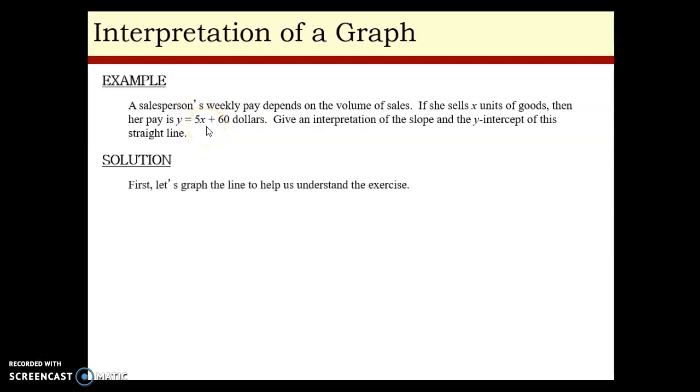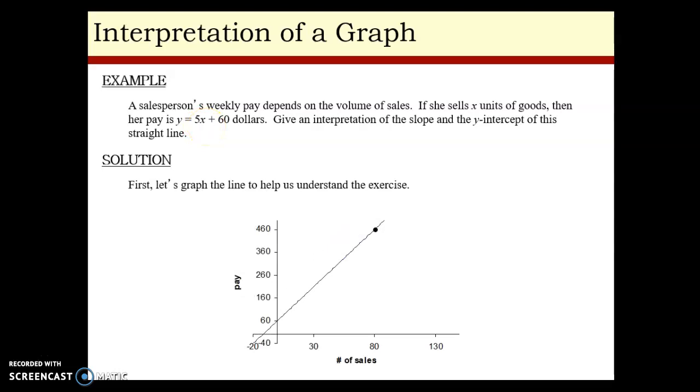So let's look at a solution. Let's graph it. 60 is her pay. Her sales of these medical devices determine how much she'll have. If she sells 100 units, so 100 times 5, that's 500 plus 60, so $560.